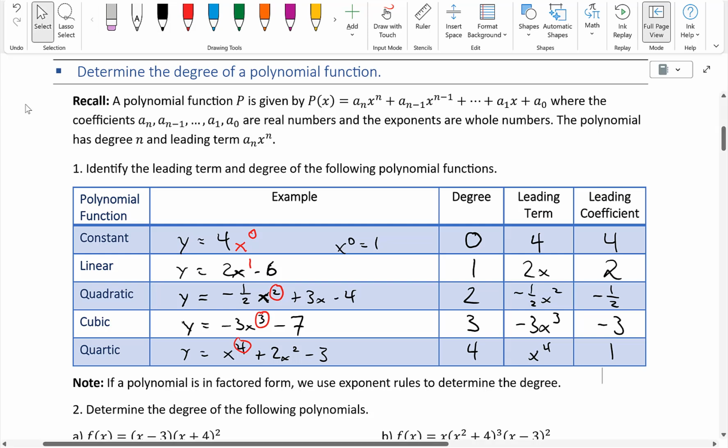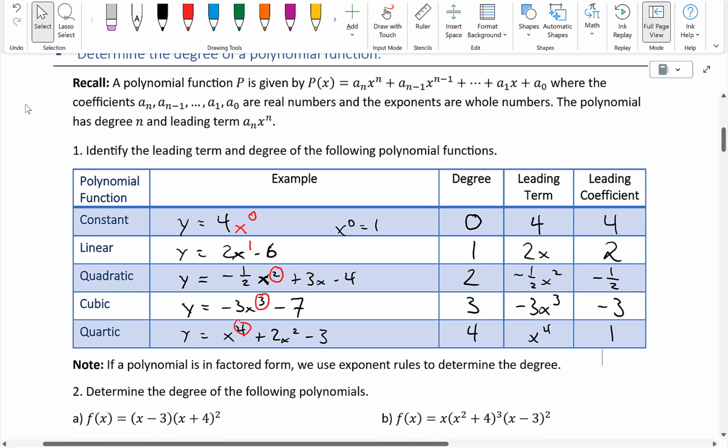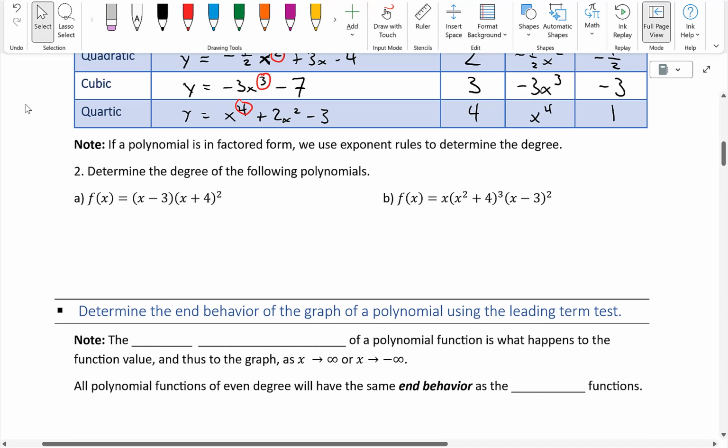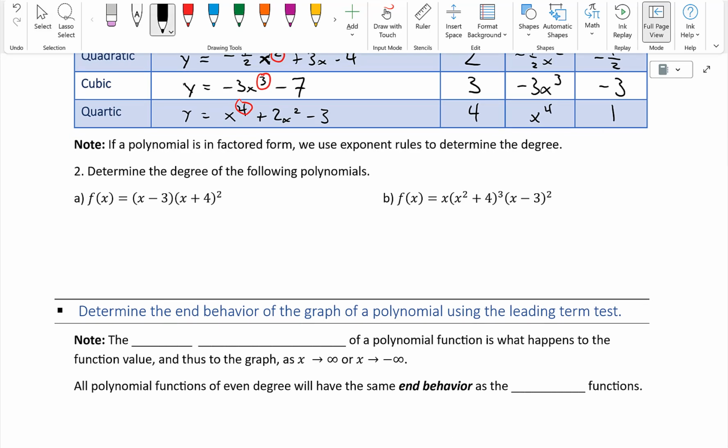All right, note here, if a polynomial is in factored form, we use exponent rules to determine the degree. If it's in that nice descending order, highest power to lowest, that a sub n x to the n, that n gives us our degree. If not, we can use our exponent rules. So here's our factored form for a couple in 2. For a, we have f of x equals x minus 3 times the quantity x plus 4 squared, and we want to determine the degree of these polynomials. If an exponent isn't written, we know it's a 1. Since we are multiplying these together, we can add to get our degree. Multiplying with the bases, we add the exponents.